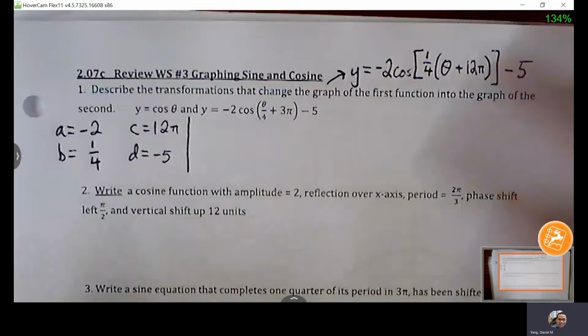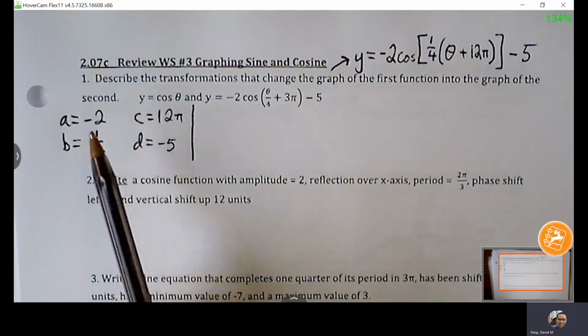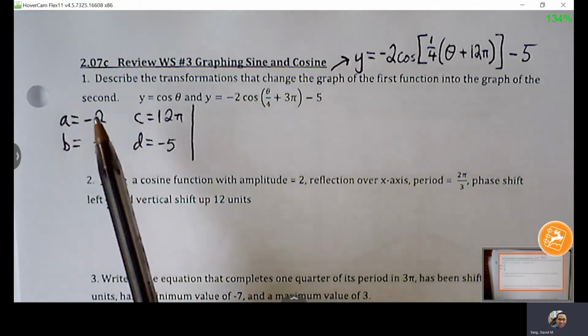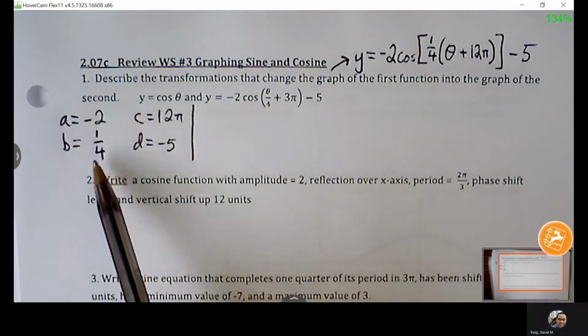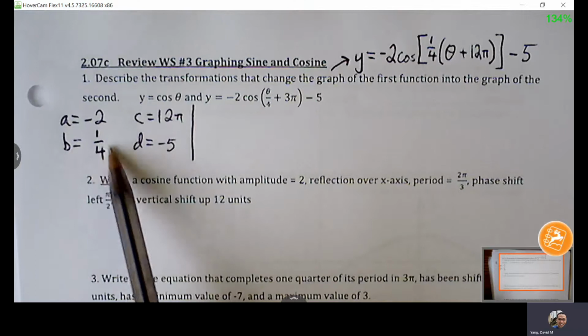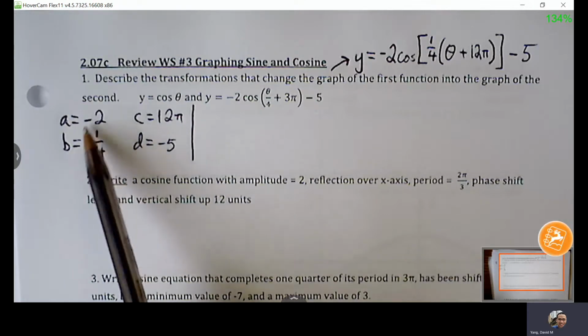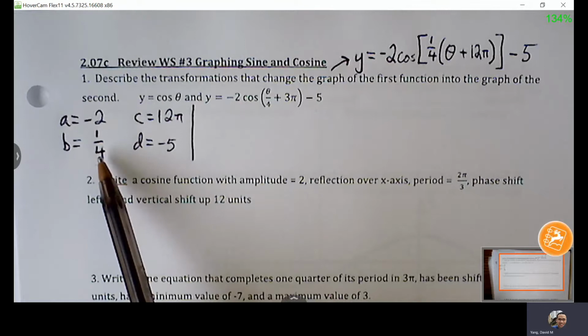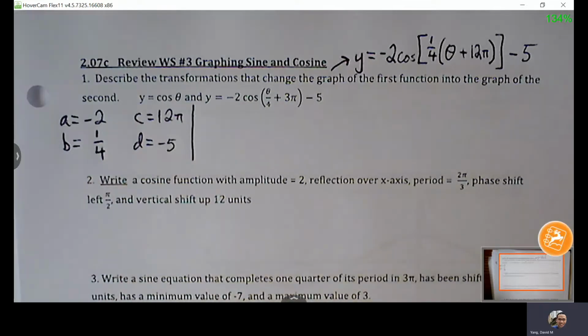Okay, so a couple of things I think is easy to spot is that negative. We know the negative is going to be a reflection over the x-axis. And out there, the 2 is going to be a vertical stretch by a factor of 2. That 1/4 is a little bit harder maybe to interpret, but let's find the period and let's compare it with the old period, the parent period, and see if we can convince ourselves what's happening with our horizontal stretch or compression. Yes?